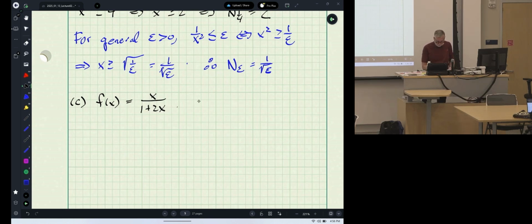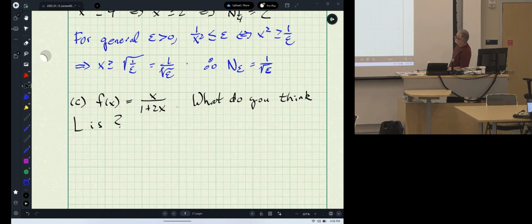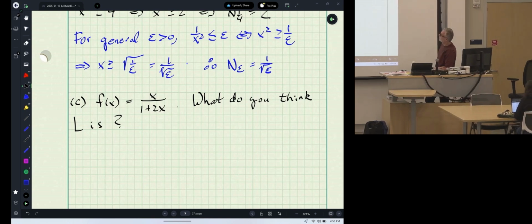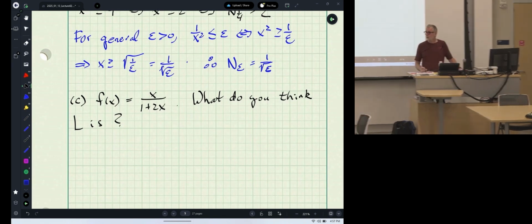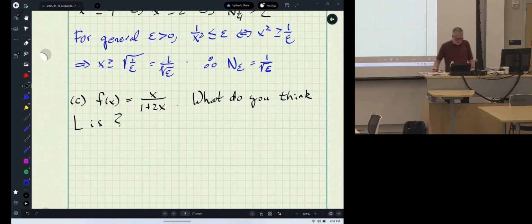Okay, and then what do you think we need to choose L as? If you're going to evaluate a limit and you apply the definition, we need to come up with a candidate value for L. Anybody want to offer a half? Yep.